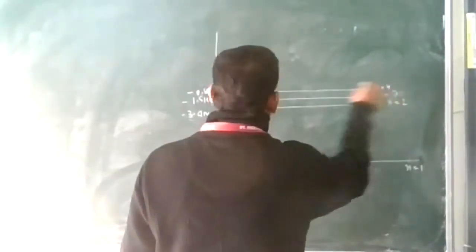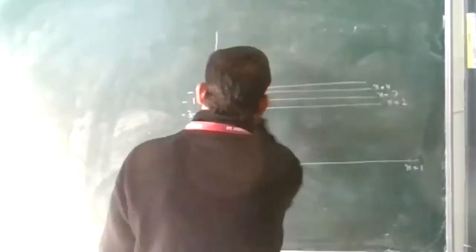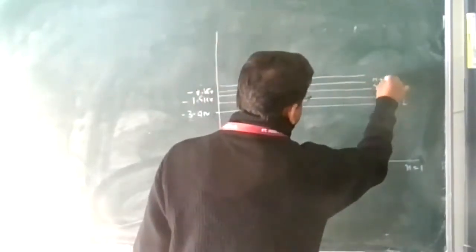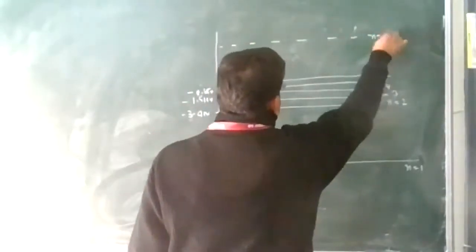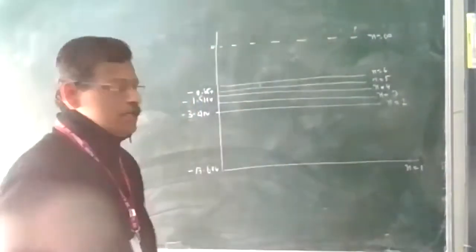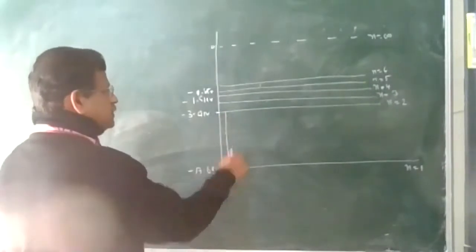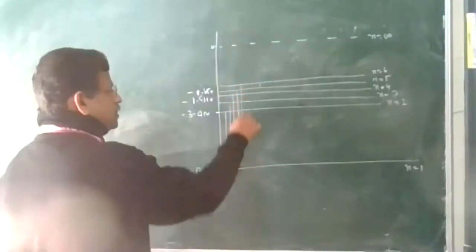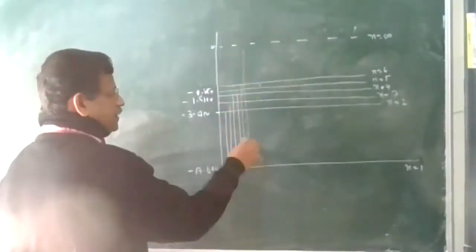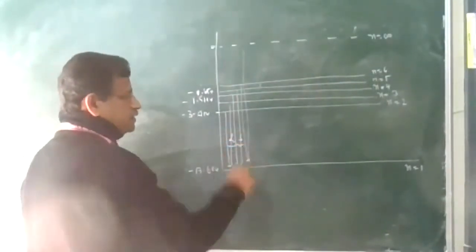So like this you can mark n equal to 5 and so on, up to n equal to infinity. Second to first, third to first, fourth to first, and fifth to first, all those transitions come under the Lyman series.